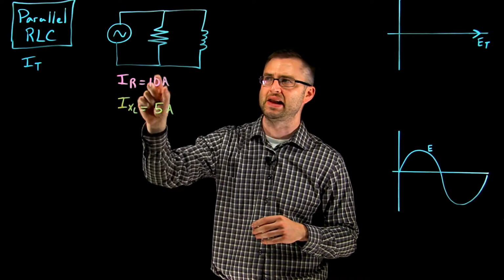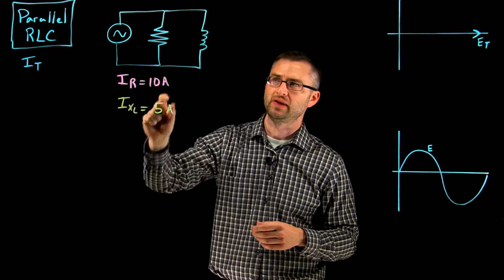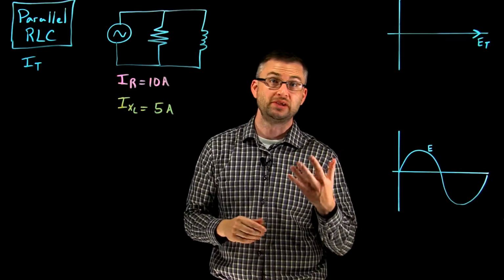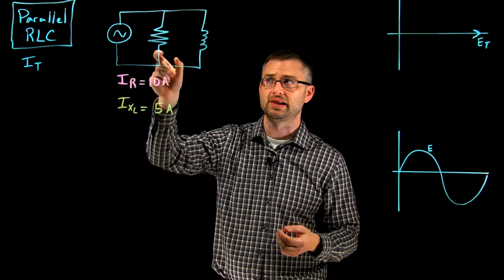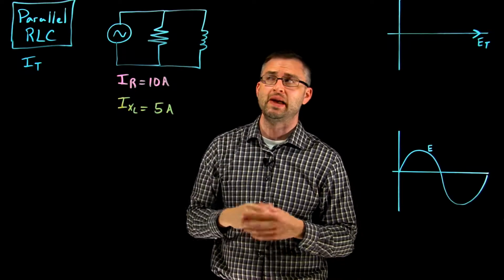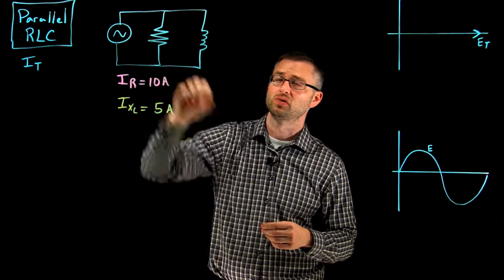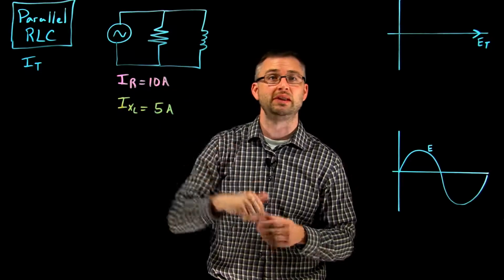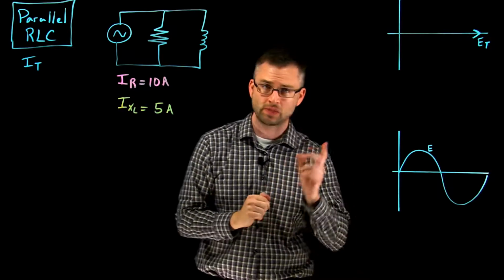So we've got 10 amps through the resistor. We've got 5 amps through the inductor. So when we take a clamp-on ammeter, this is what we're measuring. This is 10 amps RMS and 5 amps RMS. And what we want to figure out is when we measure from the source, what is it that we're going to find? It won't be 15 amps. It's going to be something else. So where does that come from?